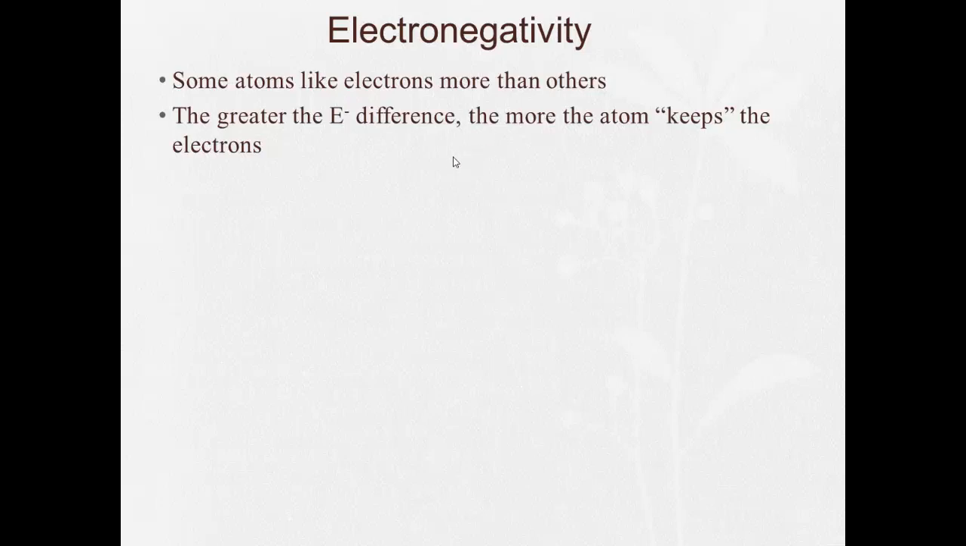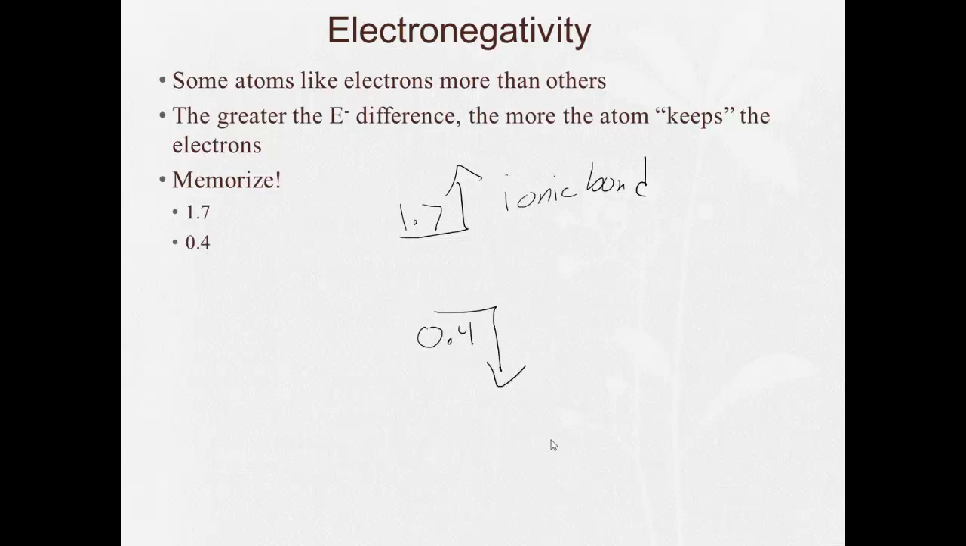A couple numbers that we're going to have to memorize before we go on: 1.7 and 0.4. These have to do with electronegativity difference. When two things form a bond, we are going to look at the differences in the electronegativities between them. If the electronegativity difference is greater than or equal to 1.7, you're going to have an ionic bond. If that electronegativity difference is 0.4 or less, we're going to have nonpolar covalent. If it's in between, we are going to have polar covalent.